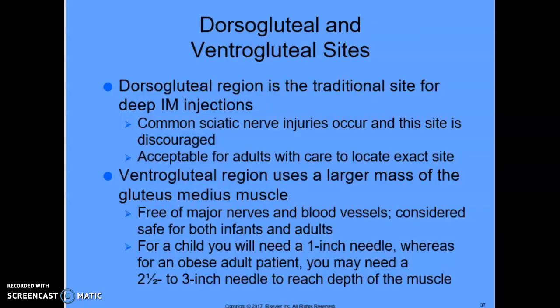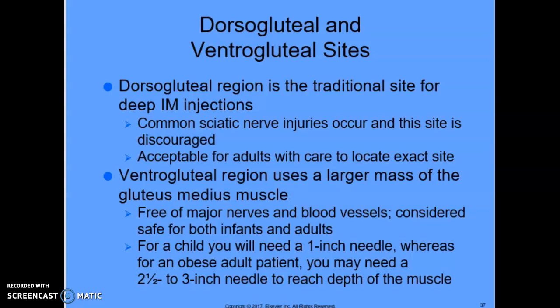So we have two gluteal sites. We have the dorsogluteal site and the ventrogluteal site. Now, years and years and years ago, up until not too long ago, dorsogluteal was used. So if you're working with someone who's been in the field a long time, they probably use dorsogluteal.